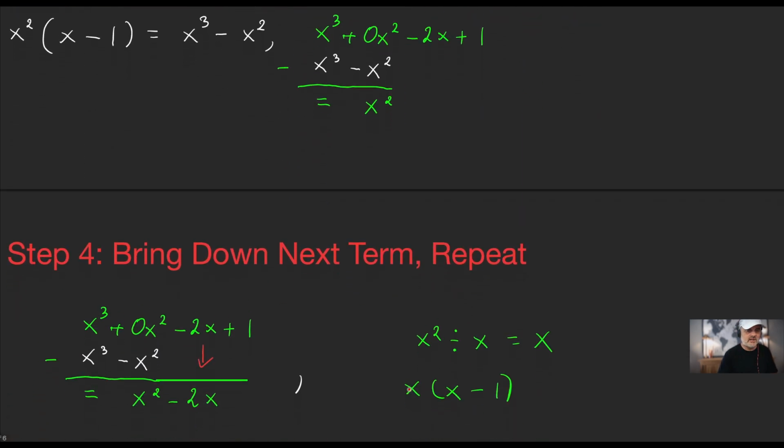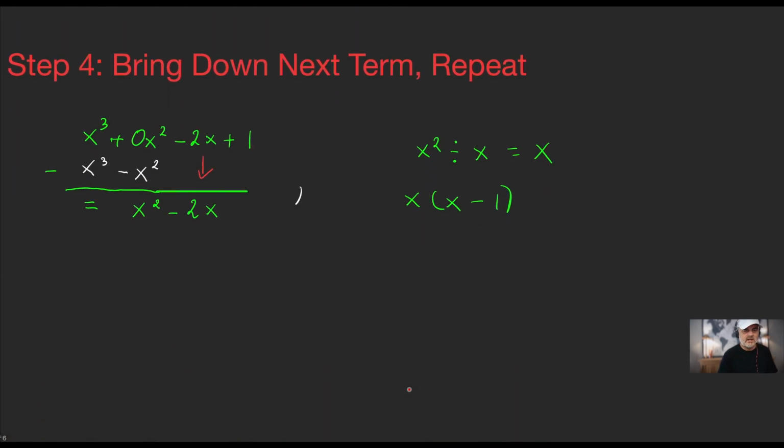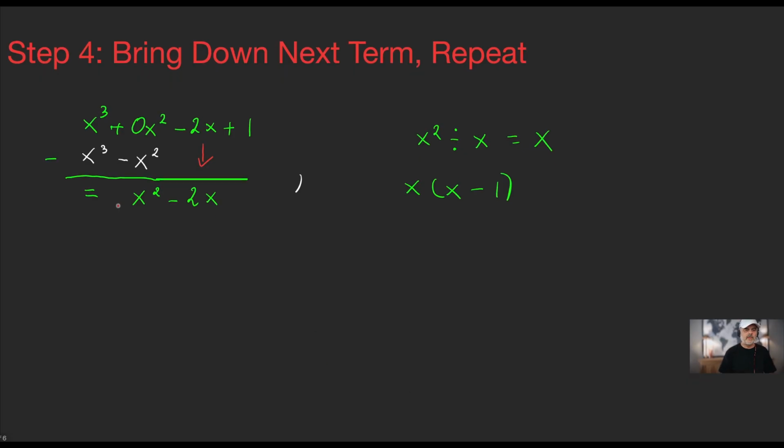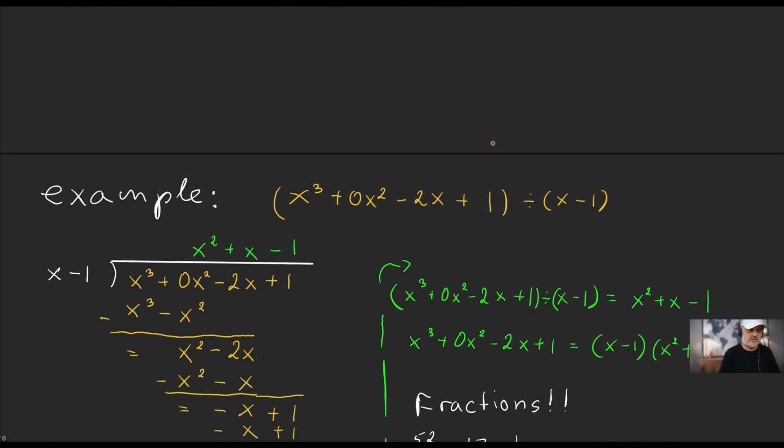So step 4, you bring down the next term and you continue the process where you start at this point. x squared you would be dividing by x, because this is the first term after the subtraction was completed, divided by the first term existing in the divisor. So you do it until you're done, which means the remainder will be 0, or a remainder will be something that cannot be further divided. So let's go through this example.